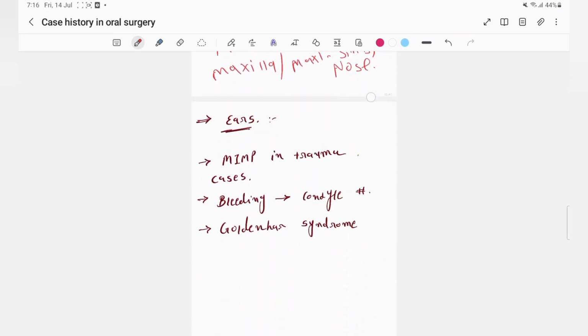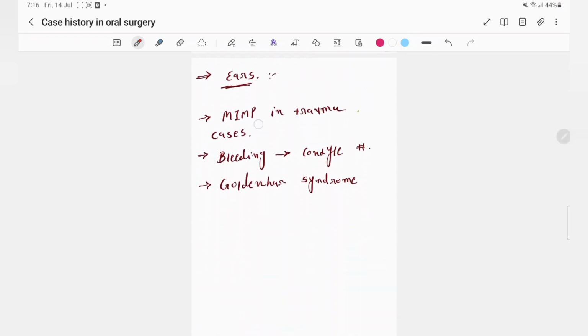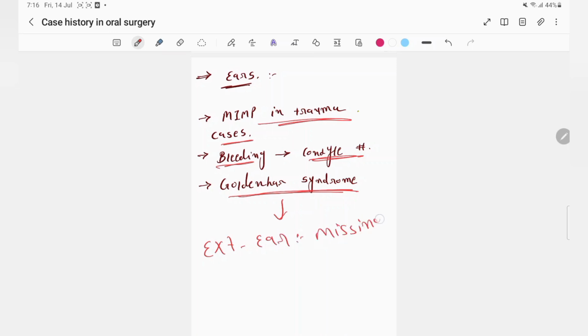After this, examine the ears, which is most important in trauma cases. If you find bleeding from the ears, it can be because of condylar fracture. And we can diagnose Goldenhar syndrome on the basis of the ears. In this syndrome, the external ear is missing, and only an ear tag is present.